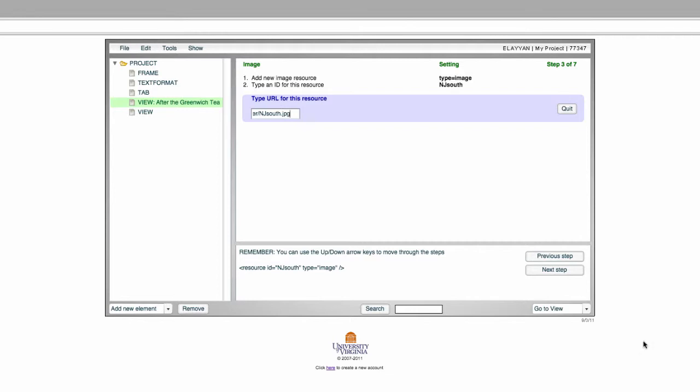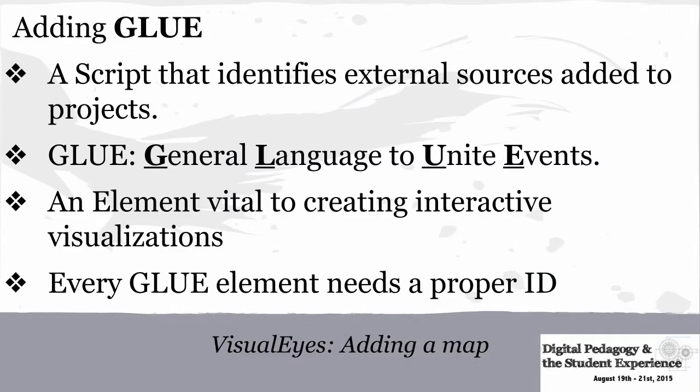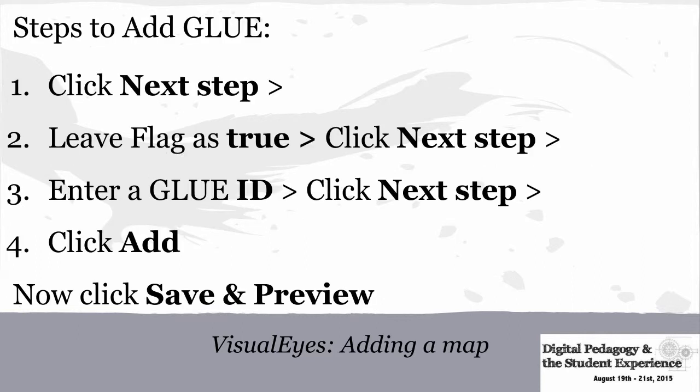In this step, you will be adding glue. So let's pause for a few minutes here so I can briefly explain how glue works. Glue is a script used to identify external sources that are added to any project. GLUE stands for General Language to Unite Events. It's an element in VisEdit, and it is vital to creating interactive visualizations because they make images and other sources show up on the screen automatically, and they display information in tables, pop-up windows, and map formats. The technical aspect of glue is not necessary for this introductory session. Just remember that you need to give glue an ID name and use it to display your map image in your view.